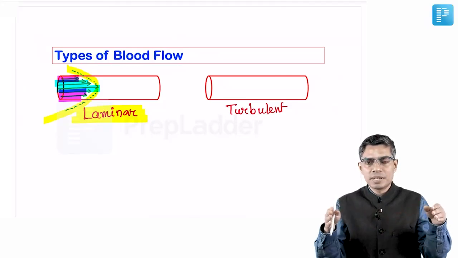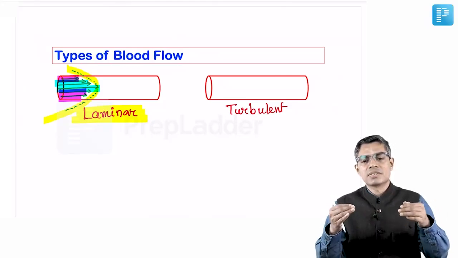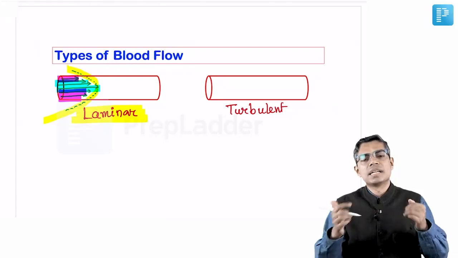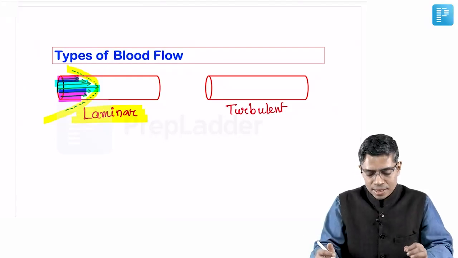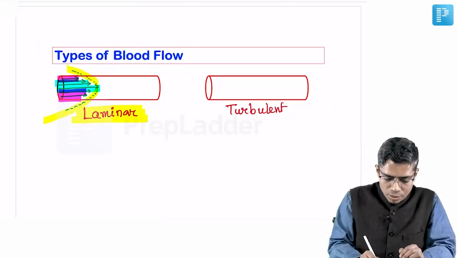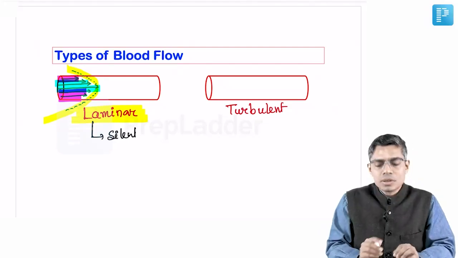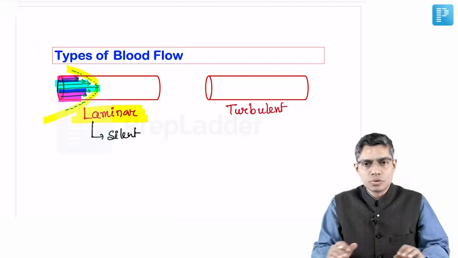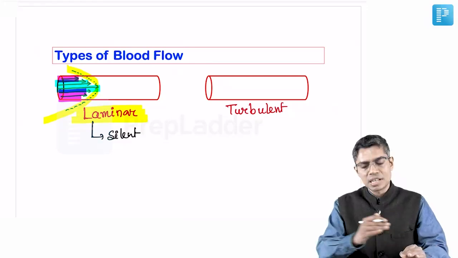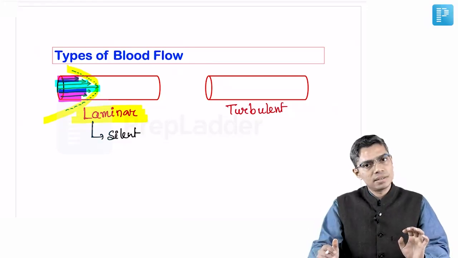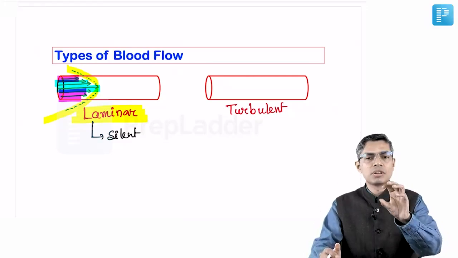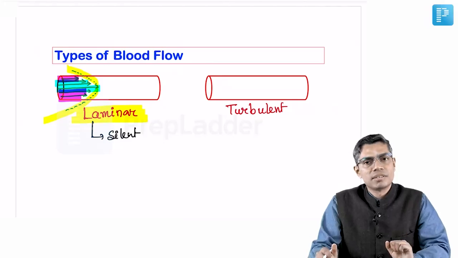Whenever you are going towards the periphery, because of the resistance, the velocity is decreasing. That's why it is maintaining a parabolic profile. Laminar blood flow is always silent in nature. Silent means no sound or noise will be produced during this type of flow inside the vessels, right? If you put a stethoscope, you are not going to pick up any sound of this blood flow.